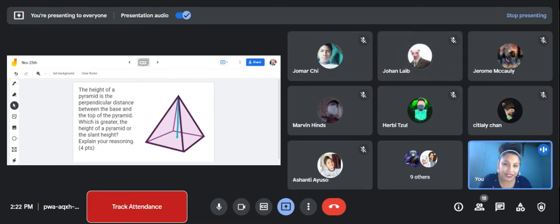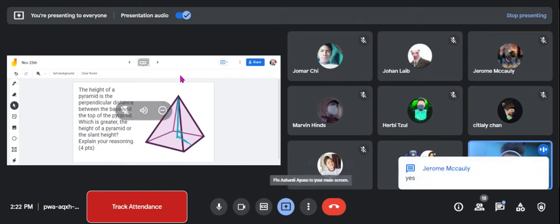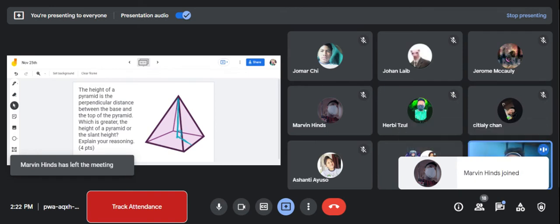So when you're talking about perpendicular in this question, are you saying that this line is perpendicular? When it touches this line, whatever is here is a right angle, right? My line looks slanted, but that is the idea. Everybody gets that? Okay. So the height of this pyramid is the perpendicular distance between the base and the top of the pyramid.